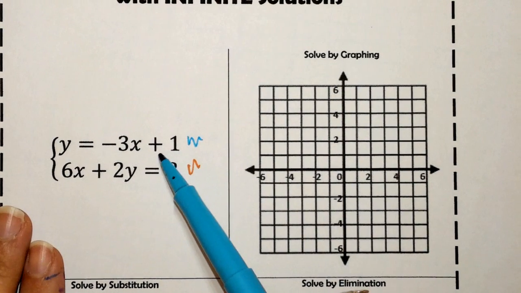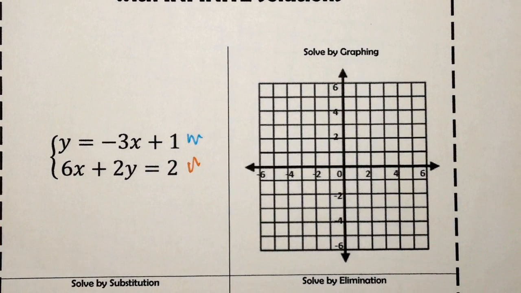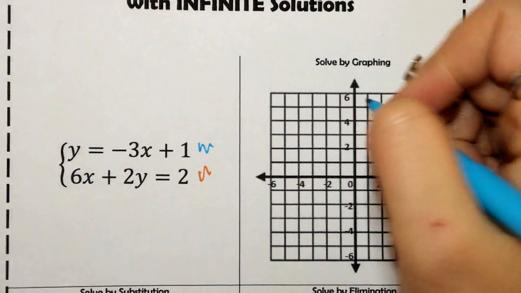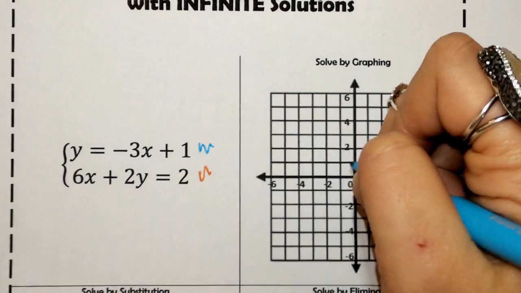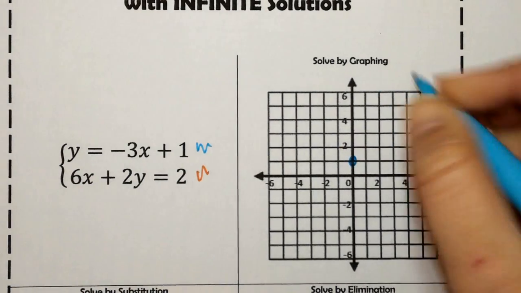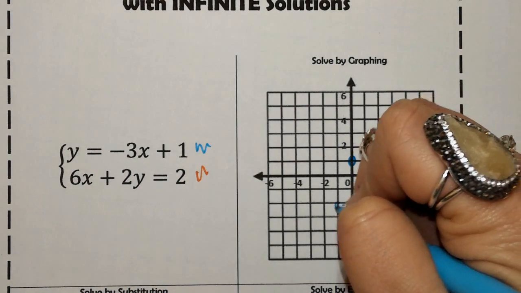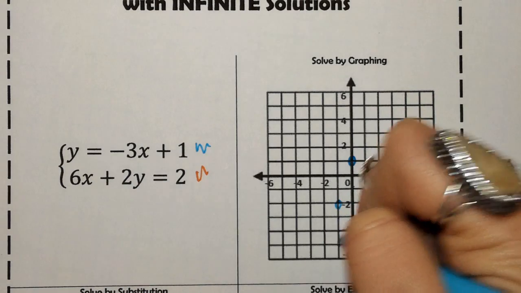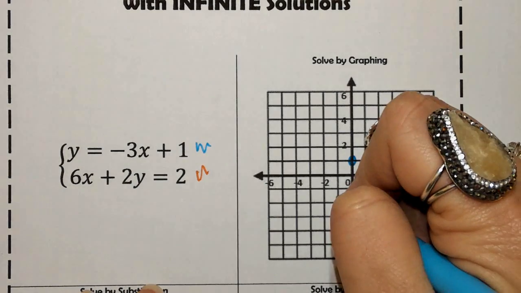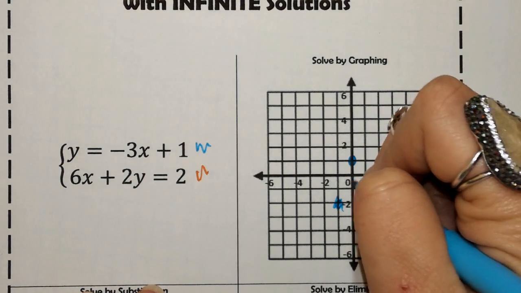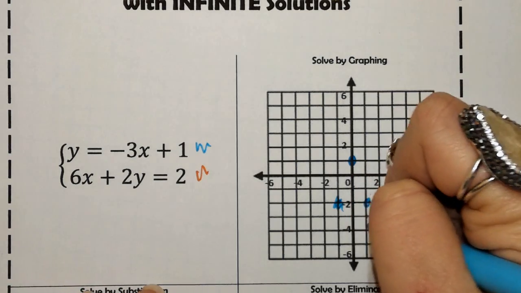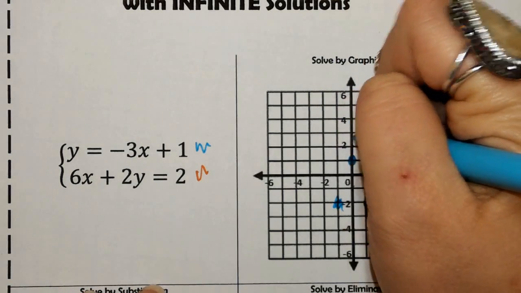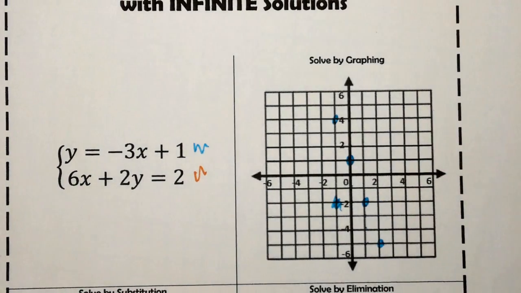Can someone please help me graph this one? Go up 1, down 3, left 1. Wait. Up 1. And then down 1, 2, 3, left 1. Oh, wait. I was supposed to go down and to the right because it's negative. I said right, but I thought I was wrong, so that's why I went with you. And then up and to the left. That's okay. I didn't catch it either.